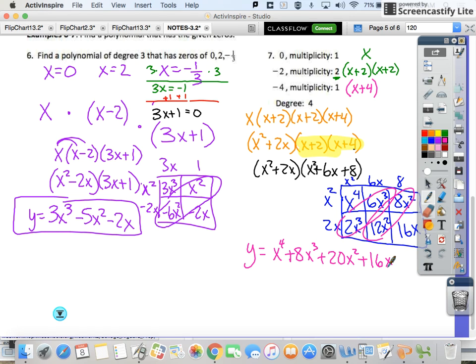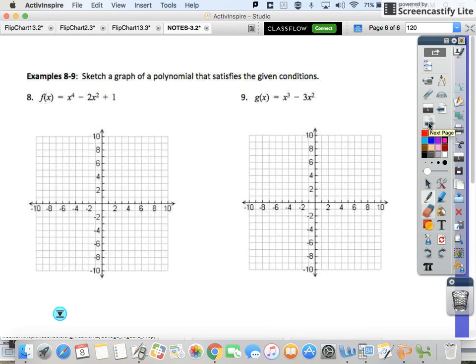Plus 16x. That's going to be our polynomial, okay? All right, we are nearing the end, folks. So now what we need to do is sketch a graph of the polynomial that satisfies the given conditions.